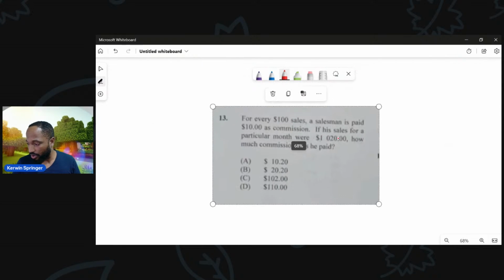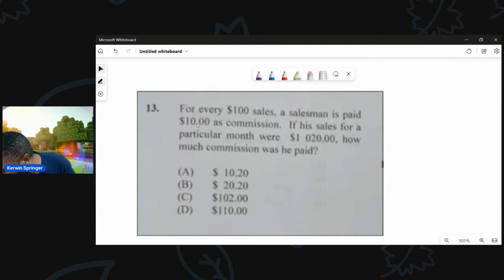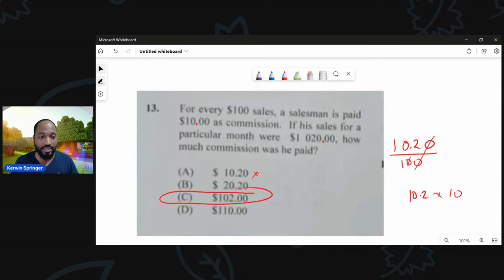For every $100 in sales, a salesman is paid $10 commission. If his sales for a particular month was this amount, what is that, 120,000? No, wrong. 1,020 for every $10. For every $100, he gained $10. Let's see how many $100 are inside here. Bang. 10.2, so 10,200 in there. That's the answer, because I still need to multiply by 10. You get $10 for every one of those. So I multiply by 10, and I get C as the answer.